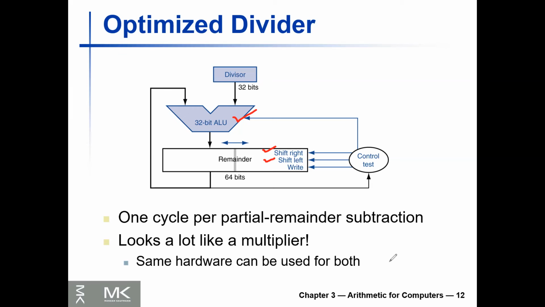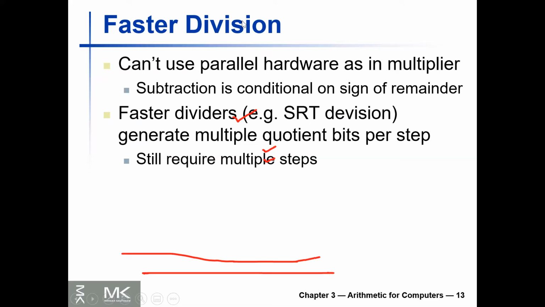One cycle per partial remainder subtraction look a lot like a multiplier. Same hardware can be used for both. So it looks like the same hardware, because shifting and adding, it's there, 32-bit add and shifting. So it looks like the same hardware which we use for the multiplication, because it is shifting addition, shift and addition process. So same hardware which we use for the multiplier can be used for the divider basically. This is all about the divider, but here we don't have any faster divider.